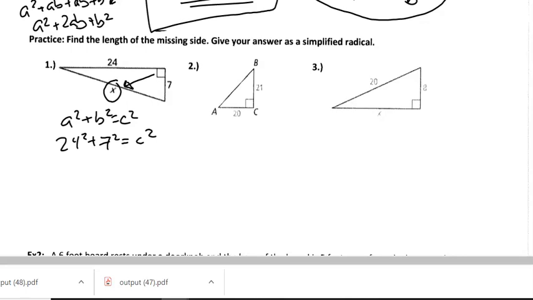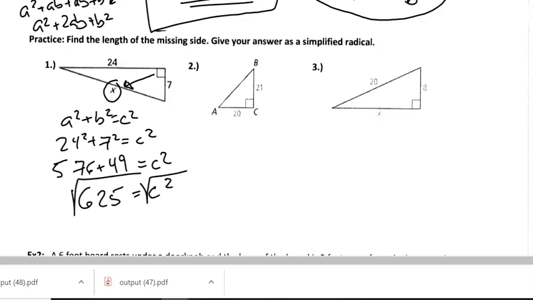You then take out your trusty calculator. 24 squared gives me 576, plus 49 equals C squared. When I add those together, I get 625 equals C squared. And then you square root. The square root of 625 is 25, and that's the missing side. Okay, I'm going to skip the next one because it's basically a repeat of the same exact thing.